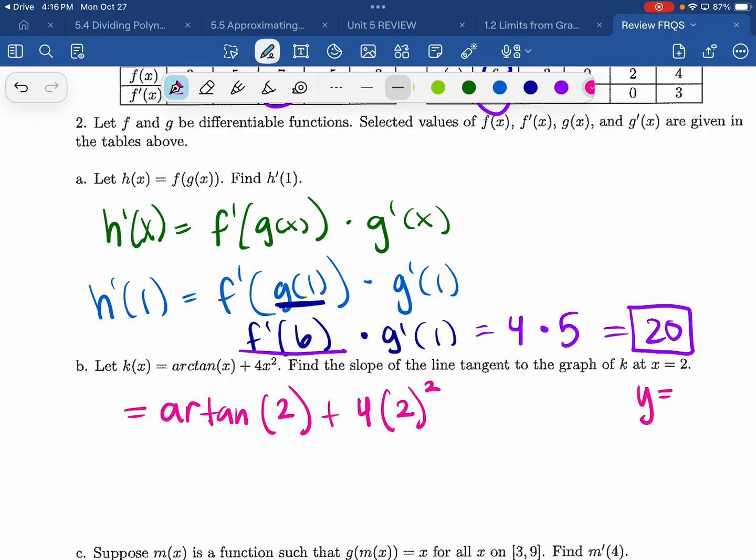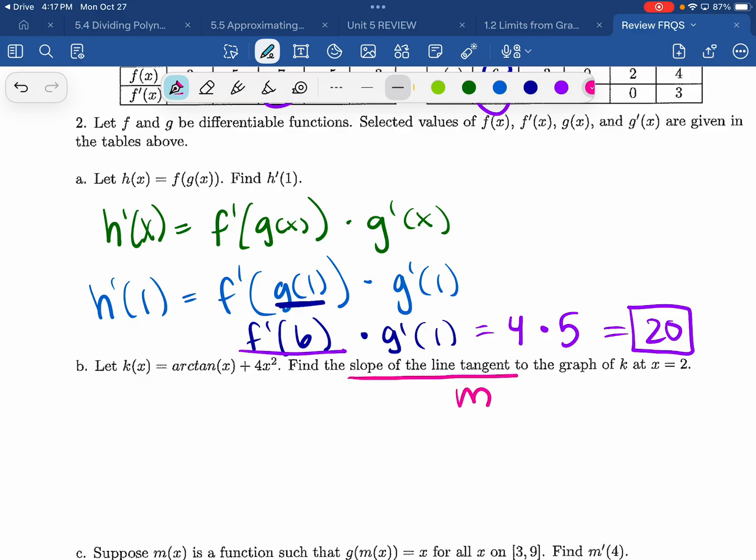Oh, I'm dumb. I don't need the equation of the tangent line. I just want the slope. That's why that doesn't work. All right, so I just want the slope of the tangent line. So I just want m. So I need the derivative.